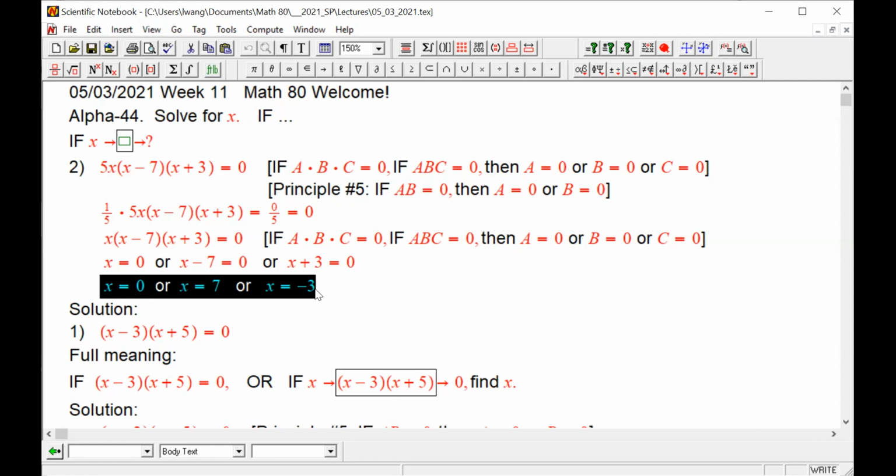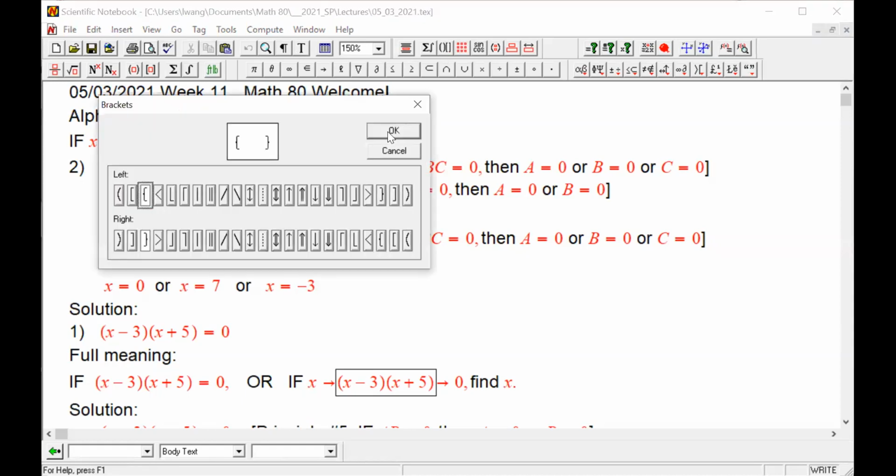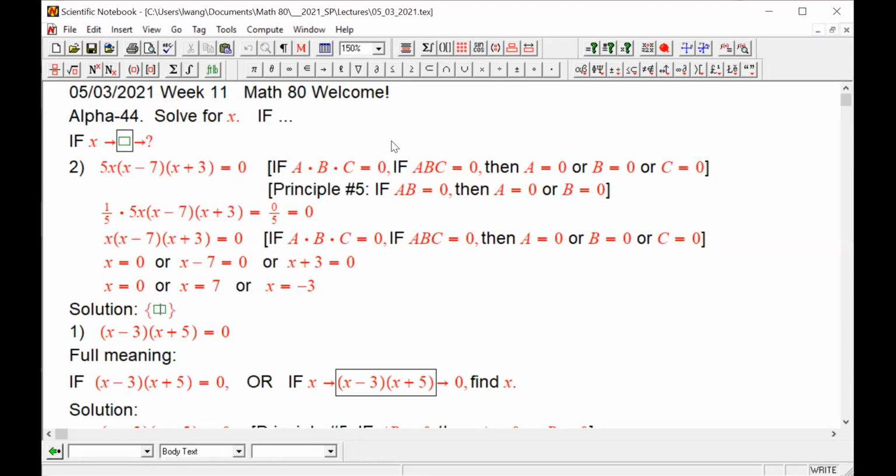You're done. You're set. Alternatively, you can also express your solution as -3, 0, 7. You see, I put them in this order from smaller to larger. You don't have to do that, but it makes it look nicer.